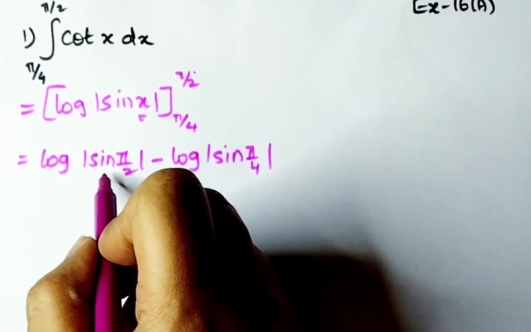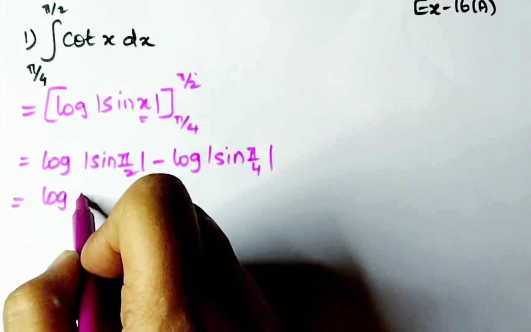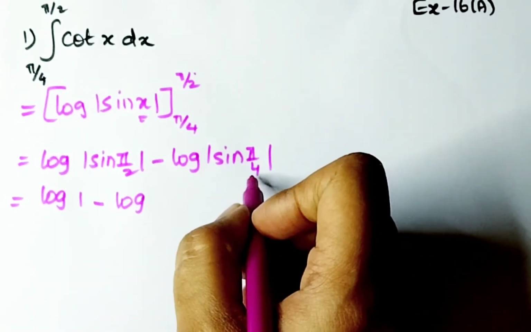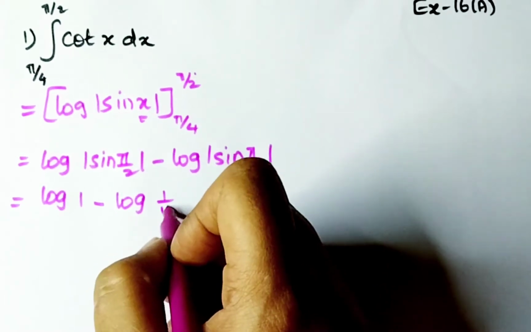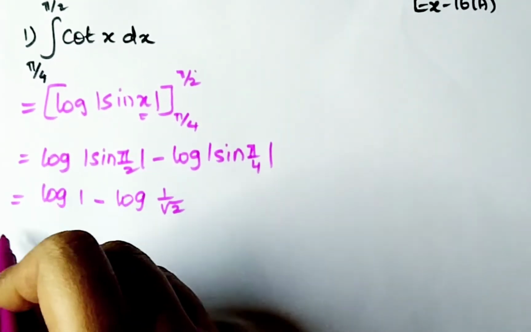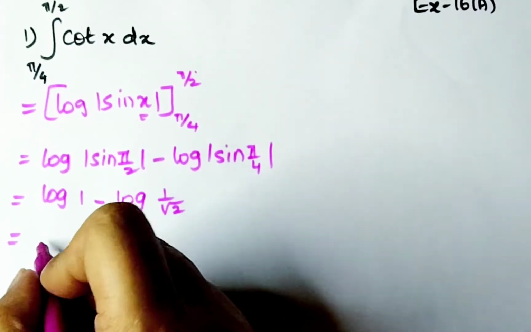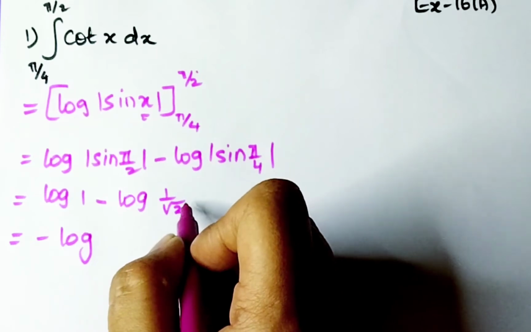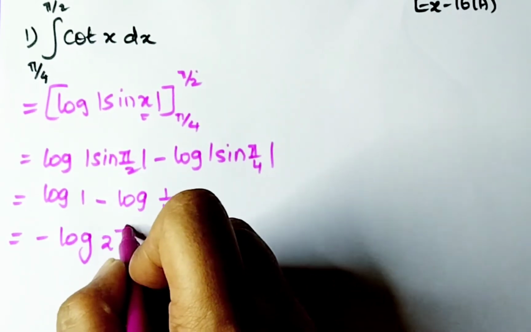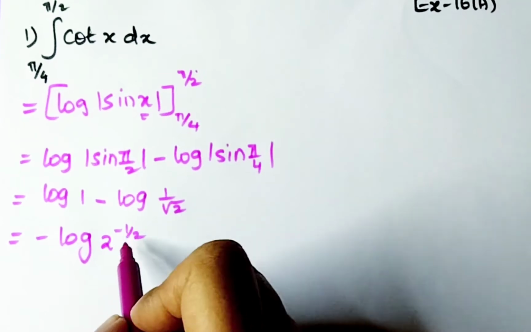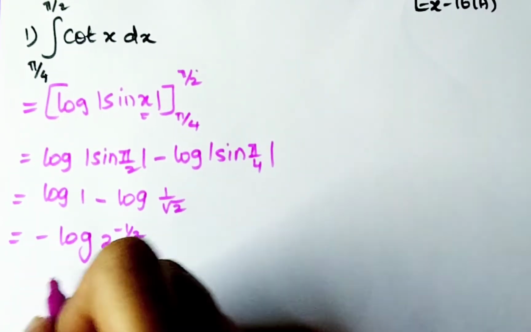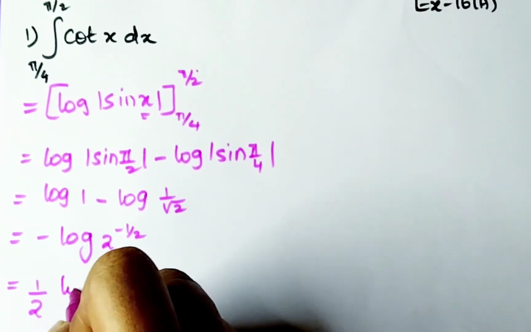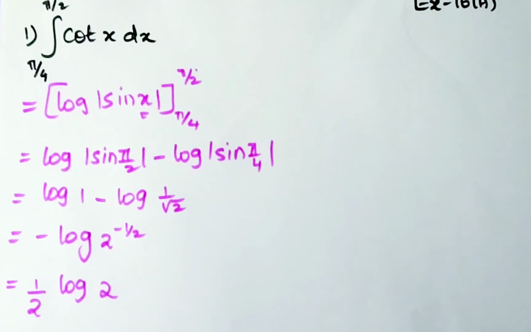Pi by 2 is 90 degree, sine 90 is 1. So it is log 1 minus log sine pi by 4, which is sine 45 degree, that is 1 by root 2. So log 1 is 0, 0 minus log 1 by root 2. This we can write as log, we can take this root 2 to the numerator. So we can write it as 2 power minus half. Take this minus half as a product using the logarithmic property. Minus half into minus 1 is plus half. Half log 2 is the final answer.